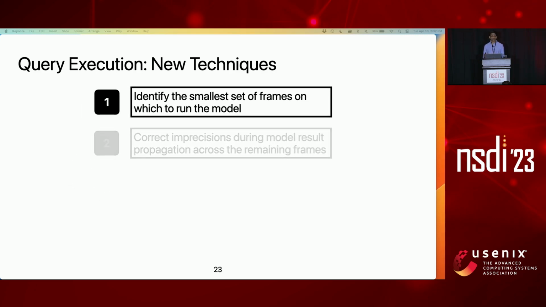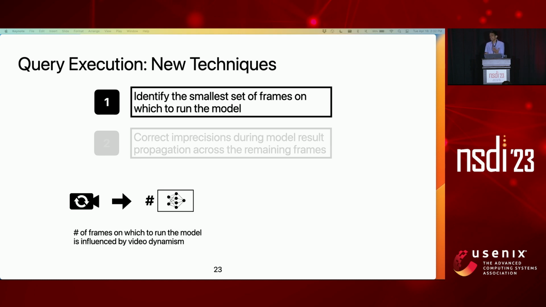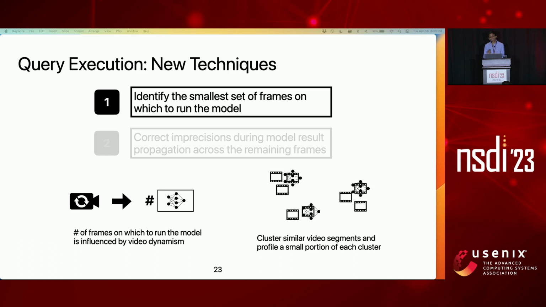First, we observe that the number of frames on which you need to run the model depends on the level of dynamism and activity present in the video and its interaction with the query model. Correspondingly, we cluster different segments of the video based on video-specific properties that characterize the level of dynamism, and we profile small portions of each cluster to identify the necessary amount of model inference.